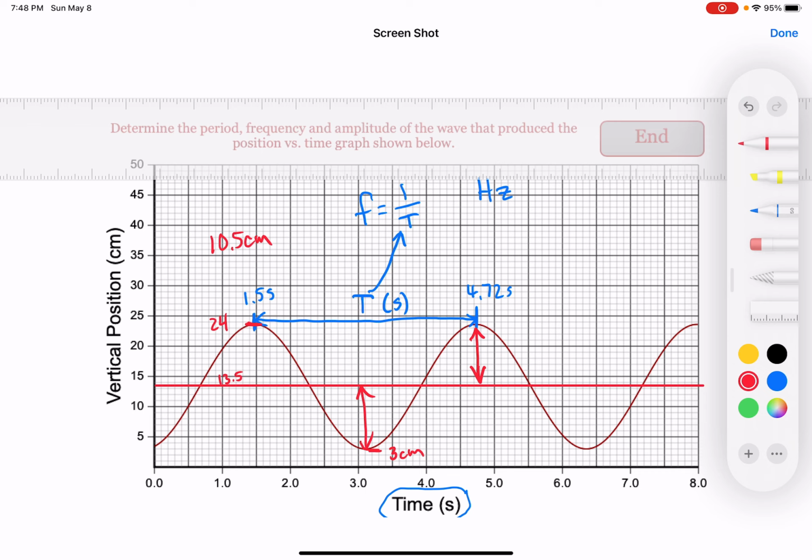I hope these explanations were clear, and I hope you don't have any problem finding period, frequency, amplitude, or wavelength in the previous problem.